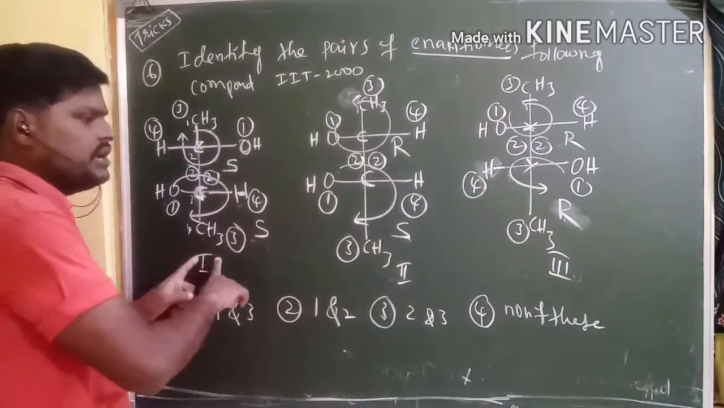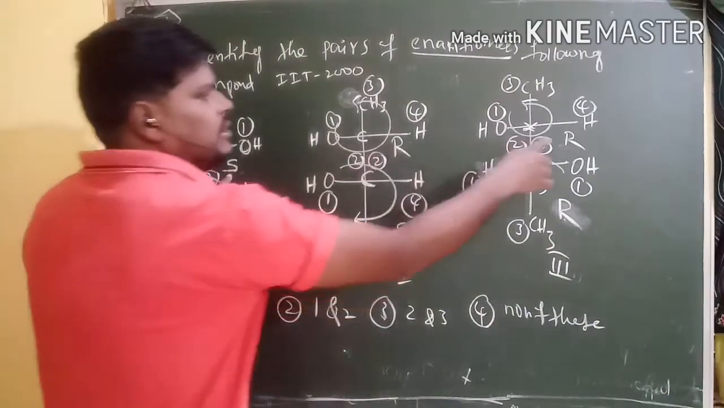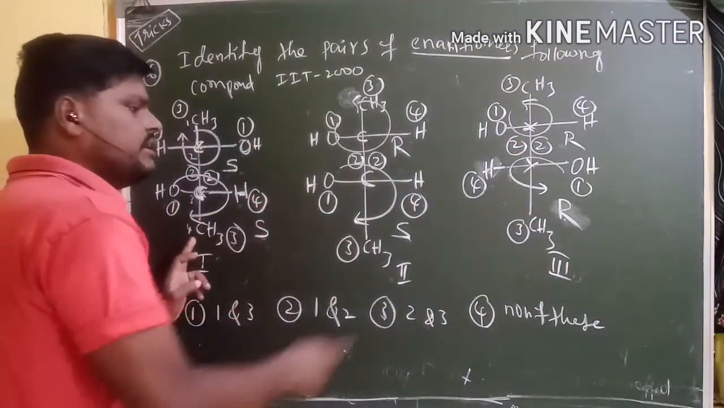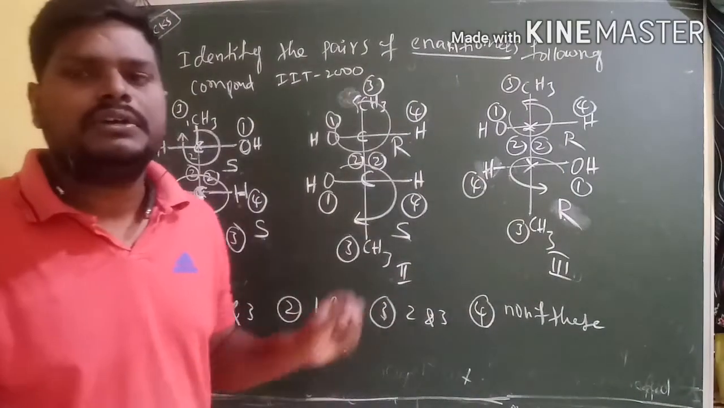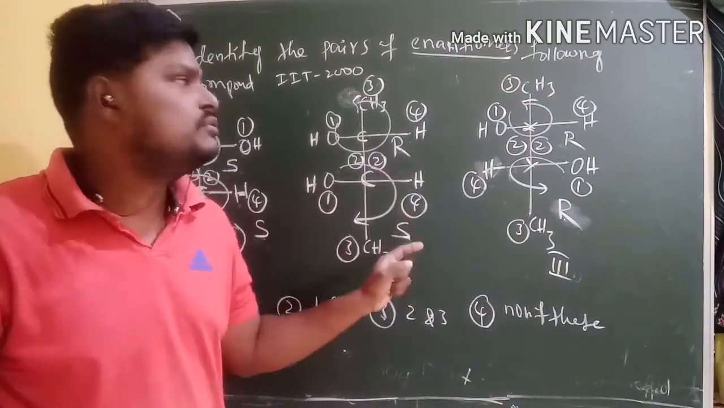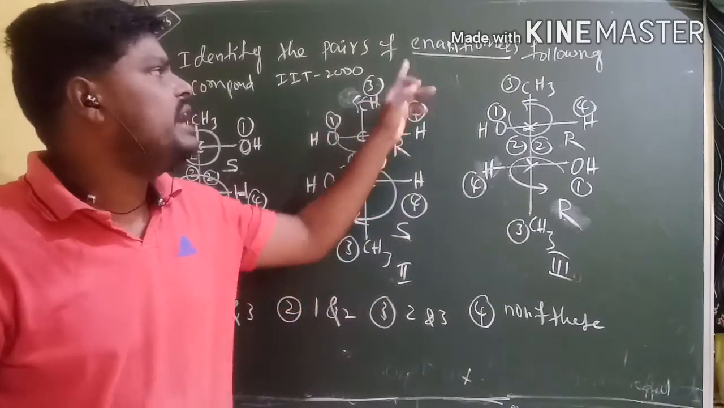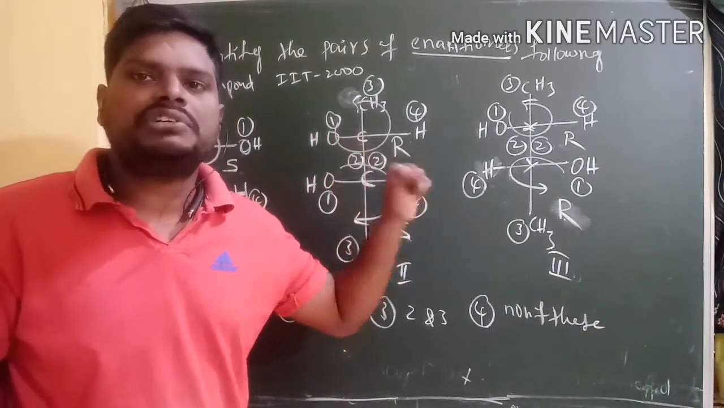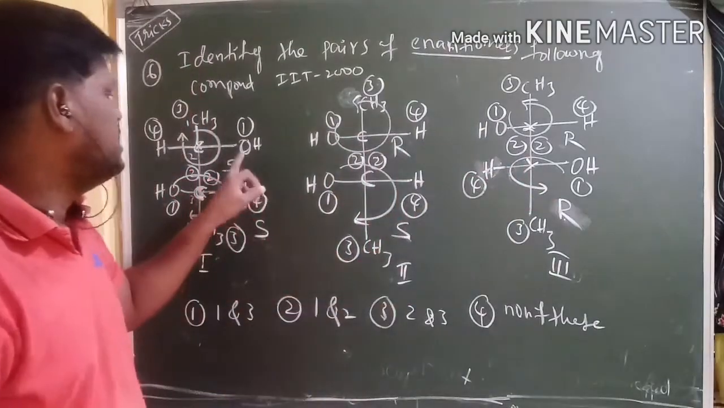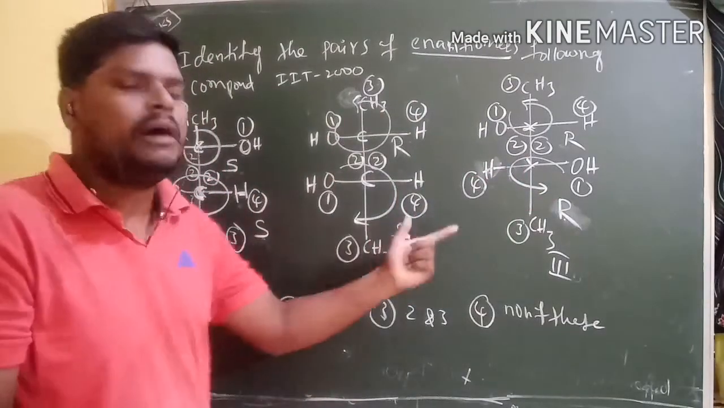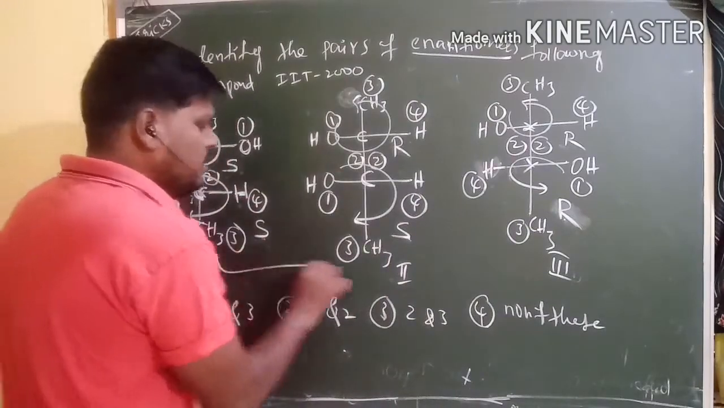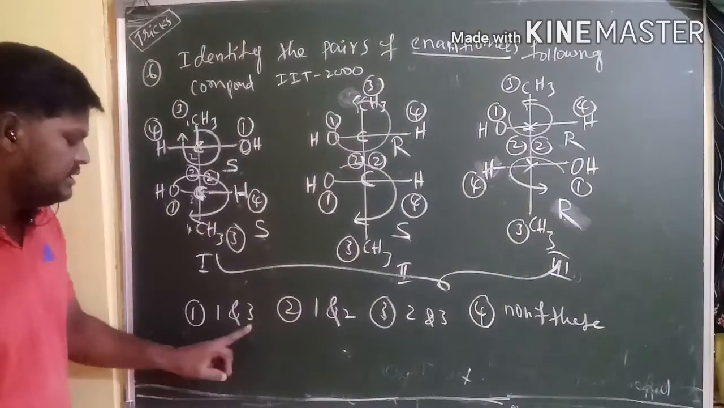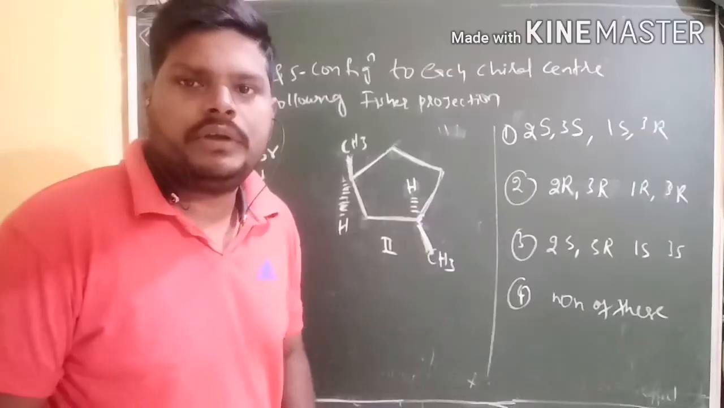So comparing the first and third: S, R in one and S, R in the other, wait, the first is S, S and the third is R, R. So the first and third are opposite to each other. So the first and third exhibit enantiomers, because what is the definition of enantiomers? Opposite configuration at all chiral centers. That's why the first and third can exhibit enantiomers. So the first option is the correct answer. On to the next question.